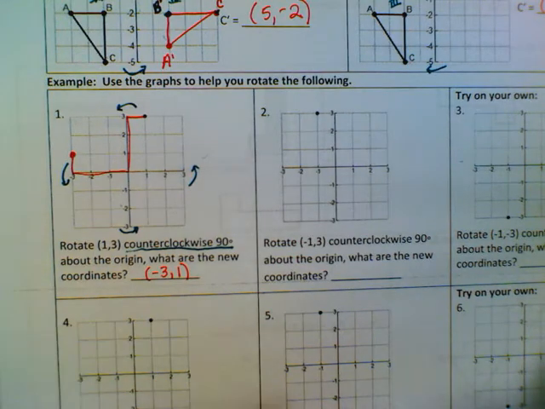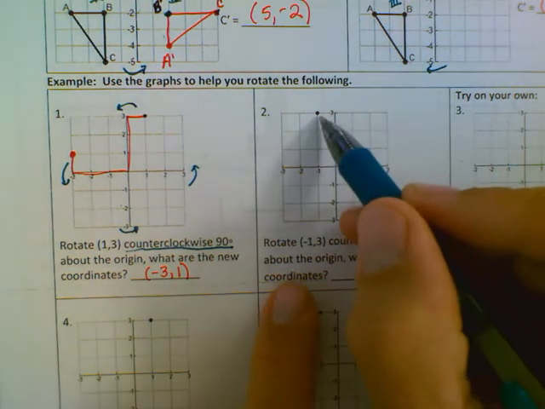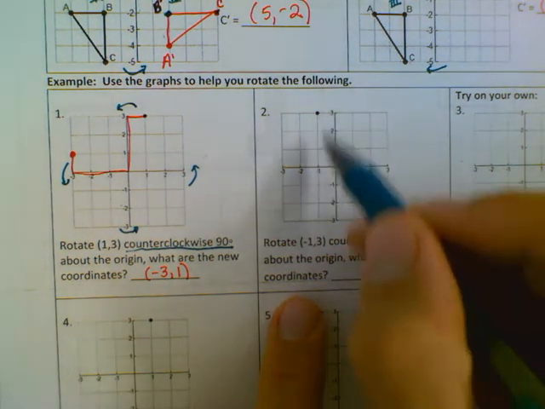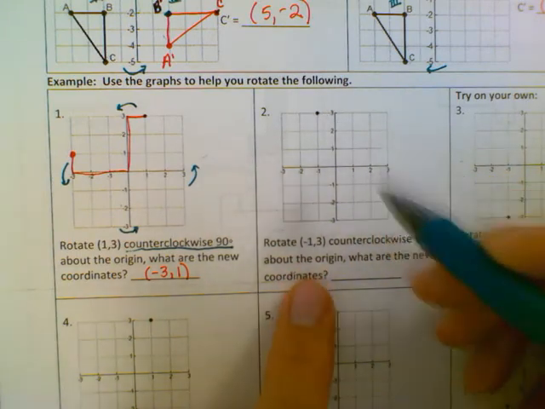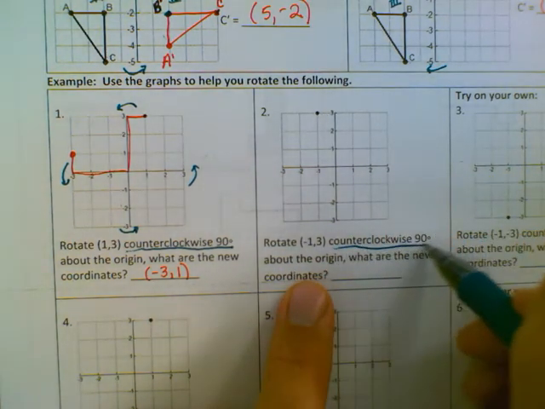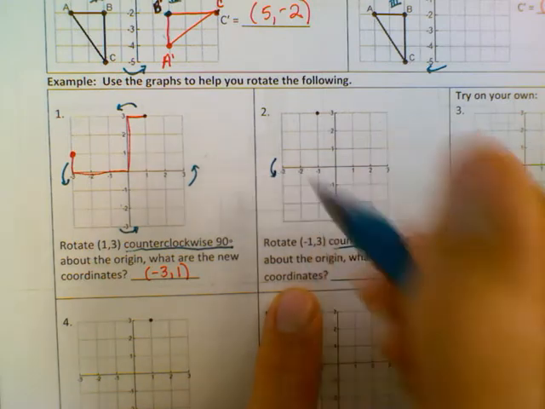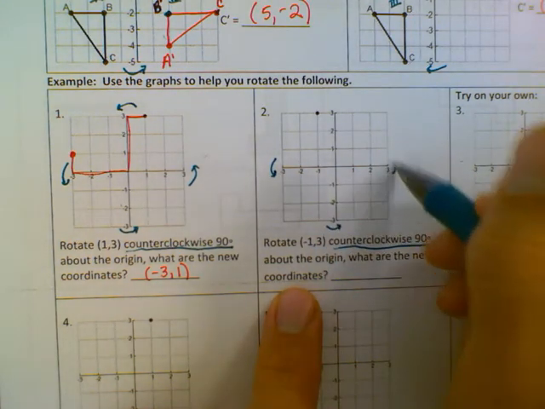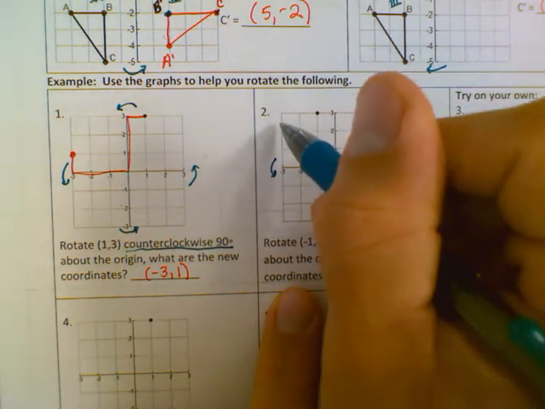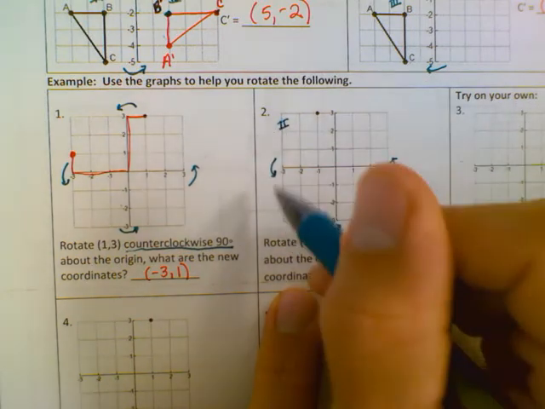Okay, let's do that again. Well, actually it's a different point, isn't it? -1, 3. We're going to rotate that one counterclockwise. All right, so that's going to go from quadrant 2 to quadrant 3.